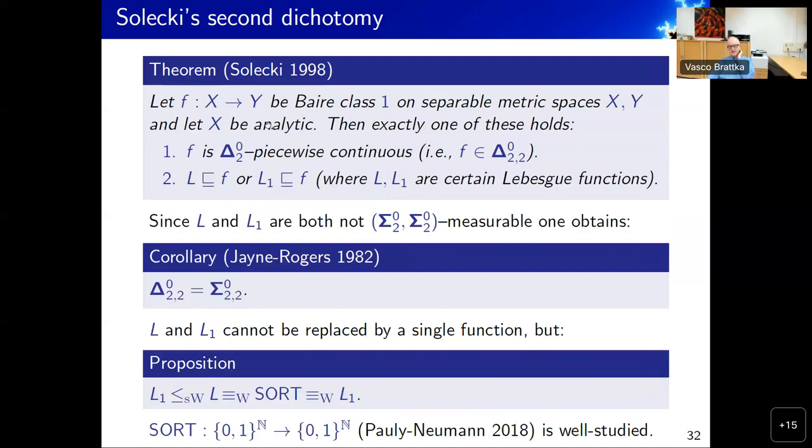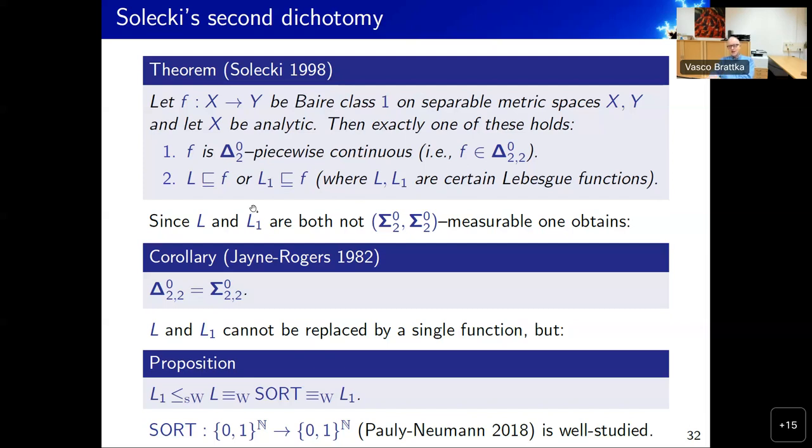dichotomy by Solecki says that a function is either Delta^0_2 piecewise continuous, so that means it is in the class Delta_{2,2}, or it is such that one of these two Lebesgue functions can be topologically embedded into F. I don't want to define what these two Lebesgue functions are here, but that's the statement, and it's important to mention it works for Baire class 1 functions.